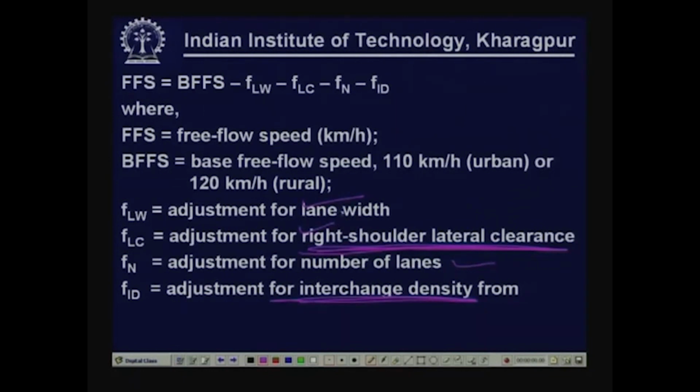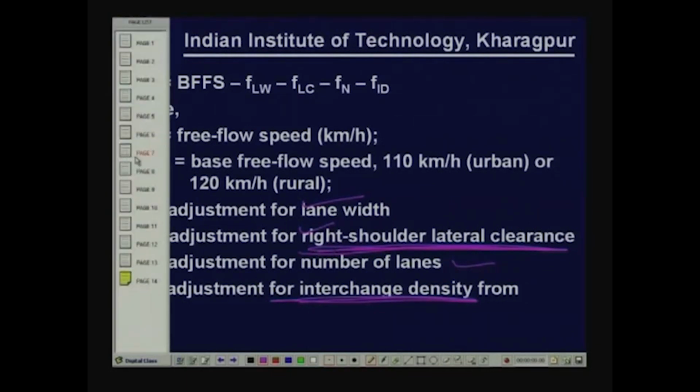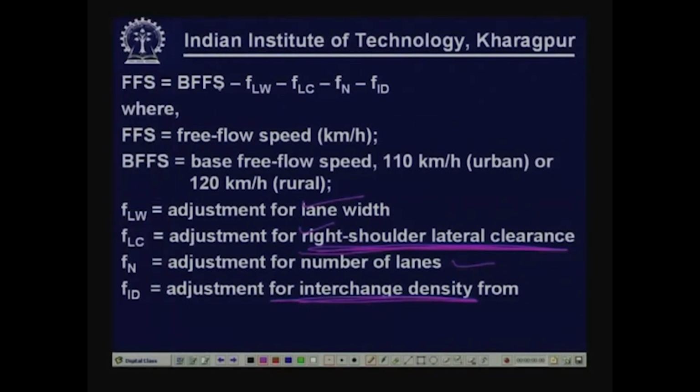So, these are the factors which may affect the free flow speed and cause the FFS to be different from BFFS. Therefore, appropriate corrections are applied: adjustment for lane width, adjustment for right shoulder lateral clearance, adjustment for number of lanes, and adjustment for interchange density. Now, how to get these values?